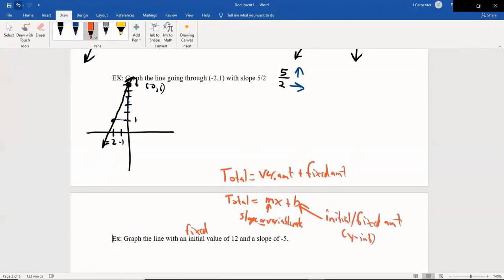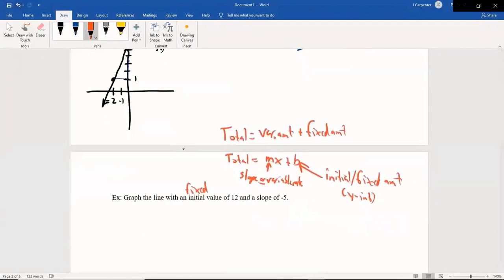You can't tell the x-intercept in the equation. You'd have to just set the whole thing equal to 0 to find that. And we'll talk about that a little bit more later. So graph the line with an initial amount of 12 or a fixed amount of 12. That's the y-intercept, which means it's where it crosses the y-axis.